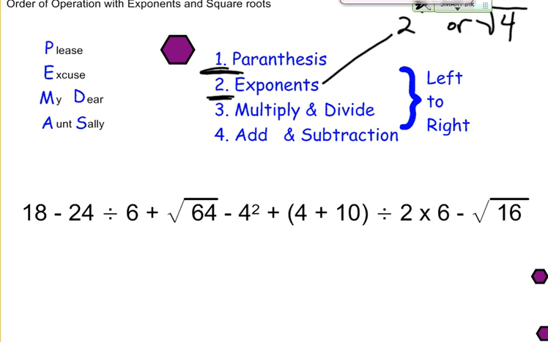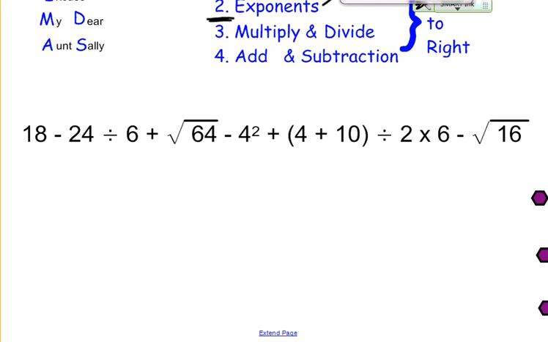So let's try one of these problems together. I gave you actually a pretty long one. You probably won't have anything quite this intense in your homework, but it serves as a great example to really follow those steps. We start with the please. Please means parentheses, and it says we want to solve what's in our parentheses.